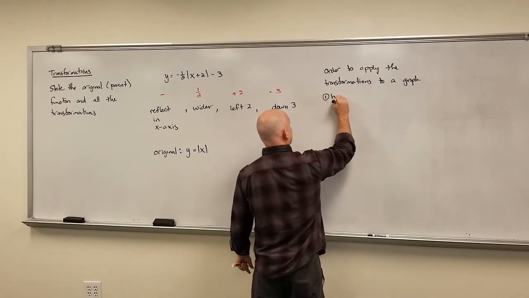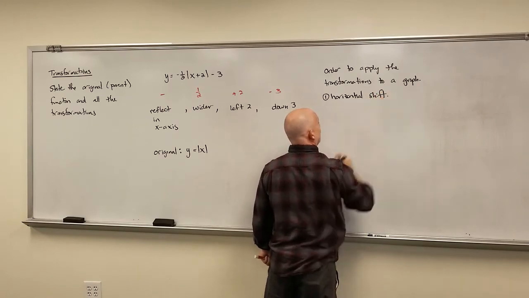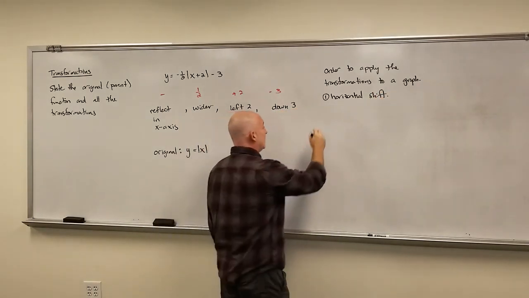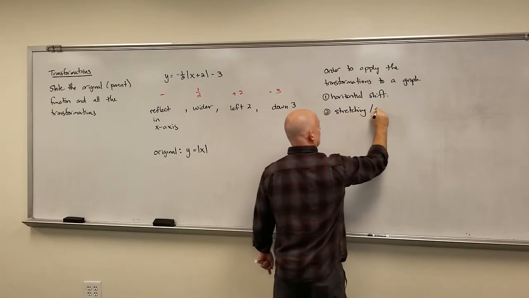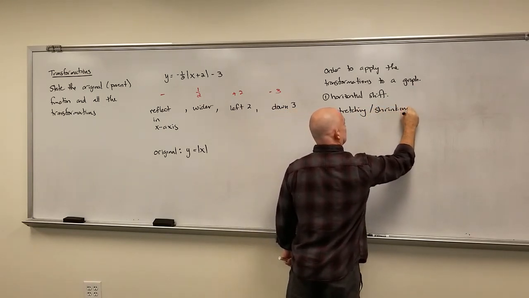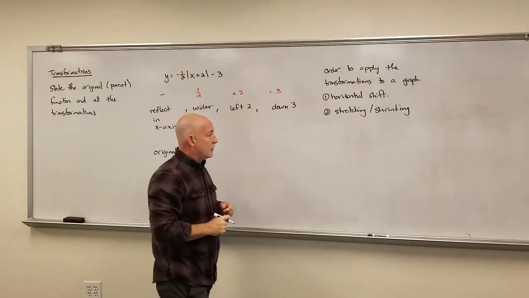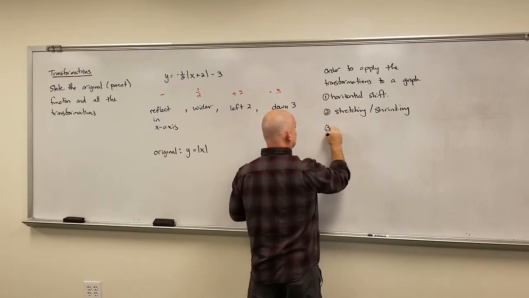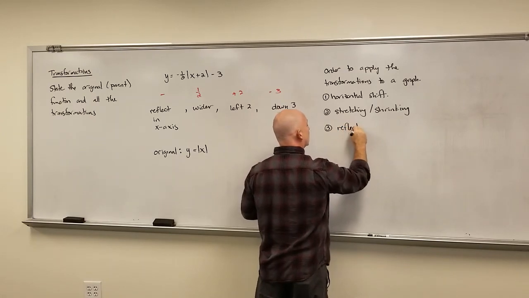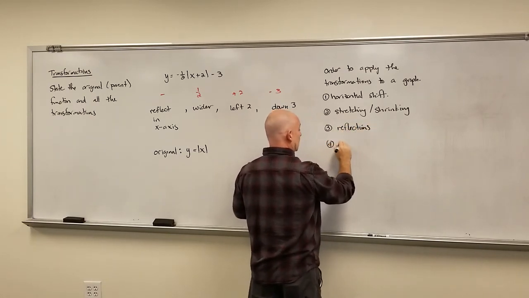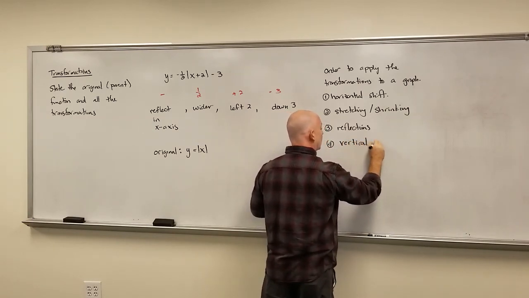The first thing you have to do is any horizontal shifts that it might have. Step 2, any stretching or shrinking, so that's either vertical stretching or horizontal stretching or shrinking, either one of those. Then once you apply that, the next thing you need to do is any reflections. And the last thing, the only thing we have left, vertical shifts.